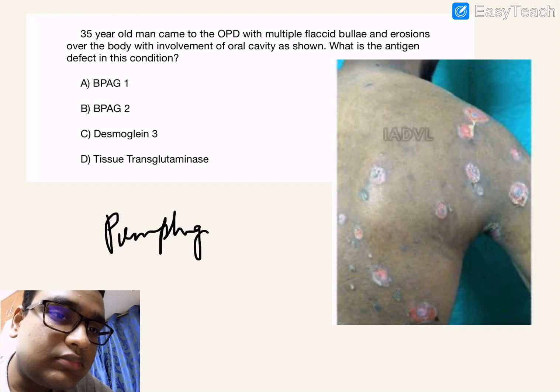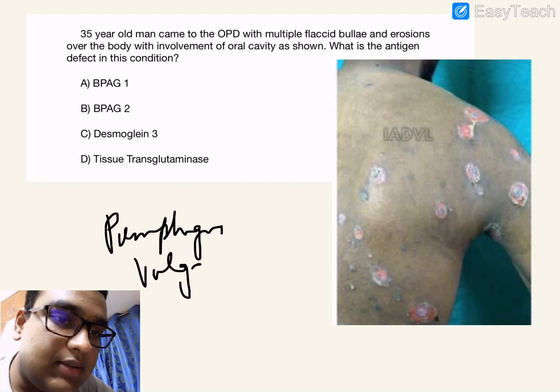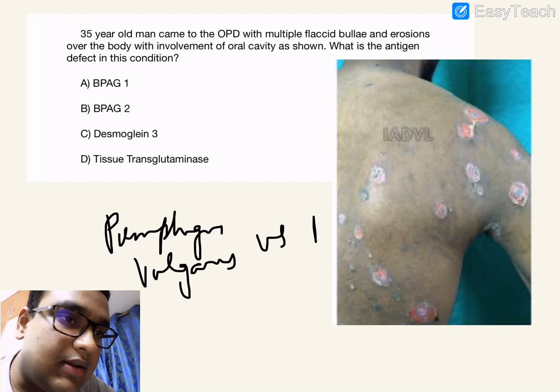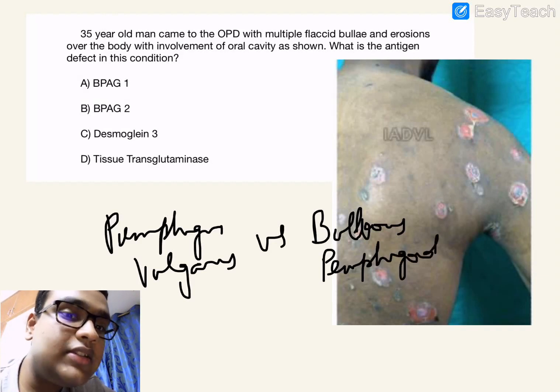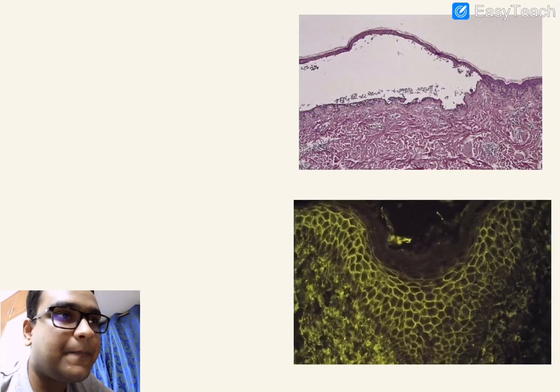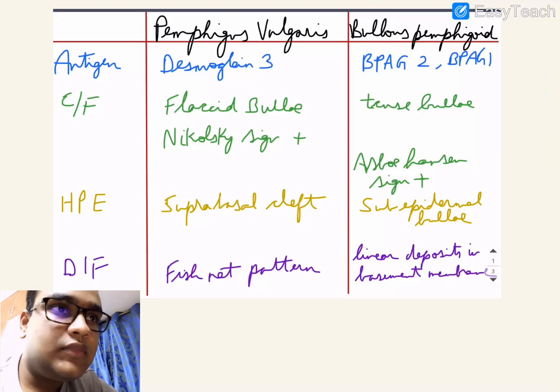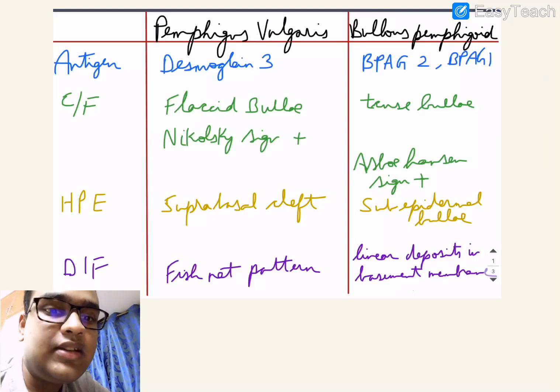Under vesico-bullous disorders, you have to know two main conditions, that is pemphigus vulgaris, and the other condition you have to know is bullous pemphigoid. So we have to know these two conditions and how to differentiate between these two. So let's look at a table which can help us differentiate between these two.